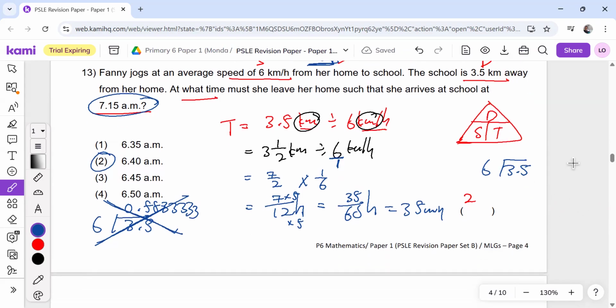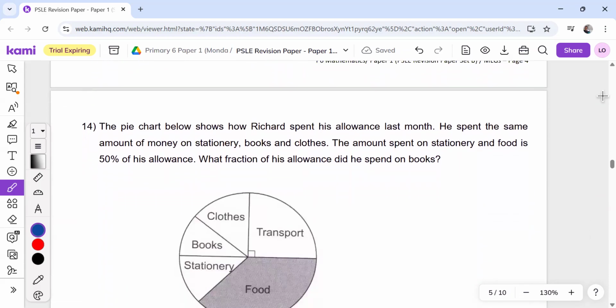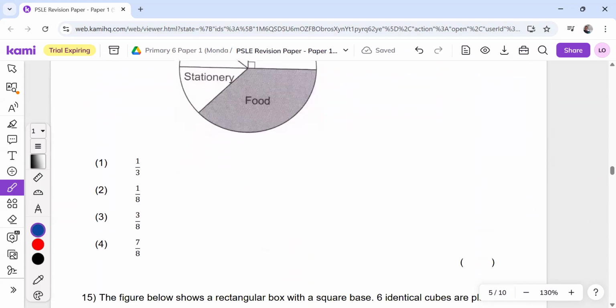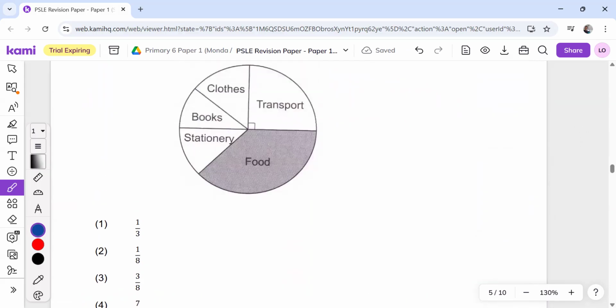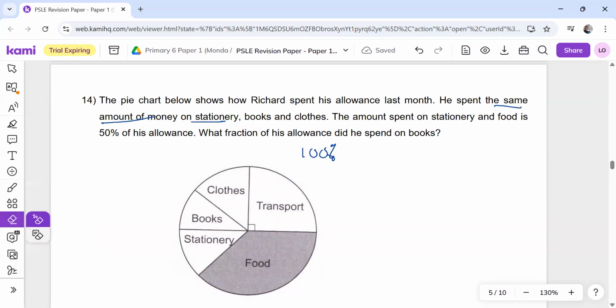Let's move on. Okay, question 14, pie chart. The answer is number 2. How to get number 2? Now, a pie chart, 100% represents the whole pie. The pie chart shows how Richard spent his allowance. He spent the same money on stationery, books, and clothes.